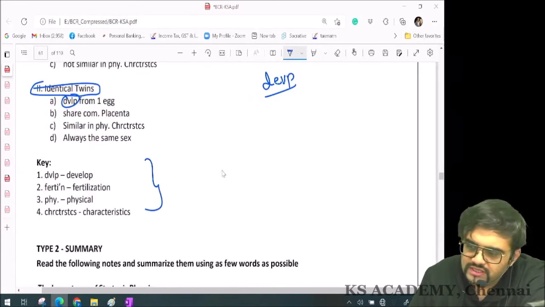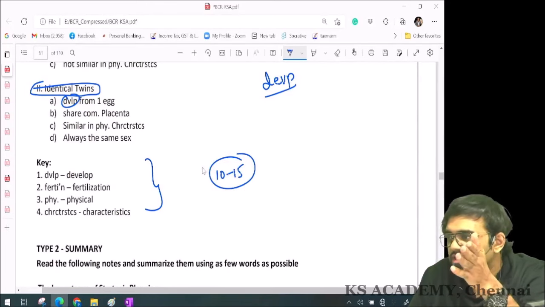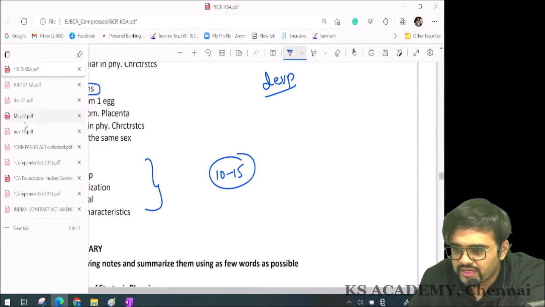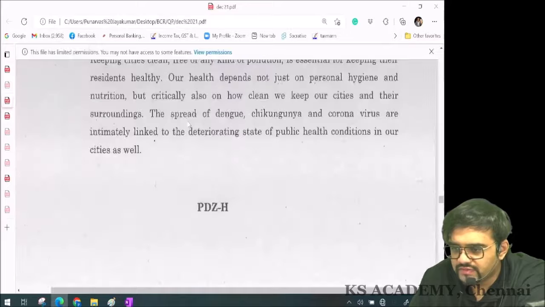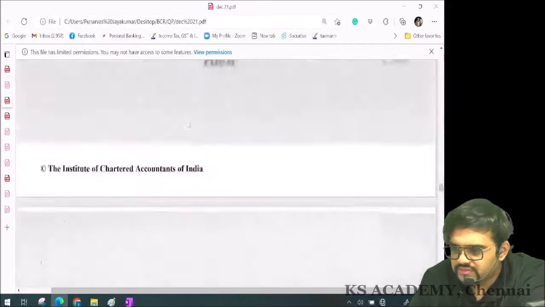So, guys, there are at least around 10 to 15 maximum. That's it. Because this is just 3 lines. You will get in the exam minimum 1 page. I'll show you one question paper, random question paper, your December 21 question paper. You will see, if you see 8B.